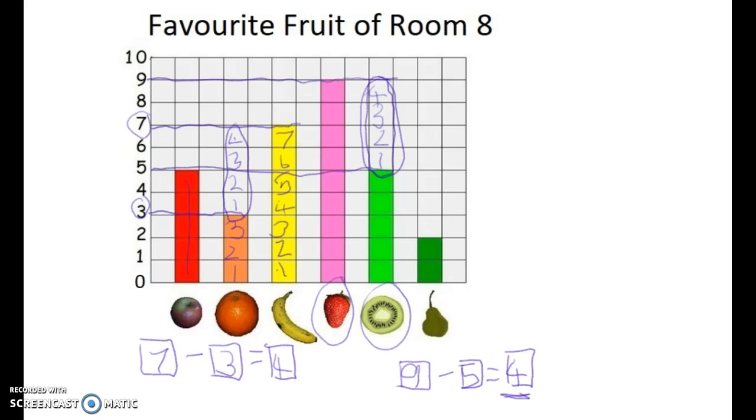So we can make some statements. 4 less people chose kiwi fruit than strawberries as their favourite fruit, and 4 more people chose strawberries than kiwi fruit as their favourite fruit. Well done. We'll look at some more of these types of graphs in class to find the difference between the data they hold.